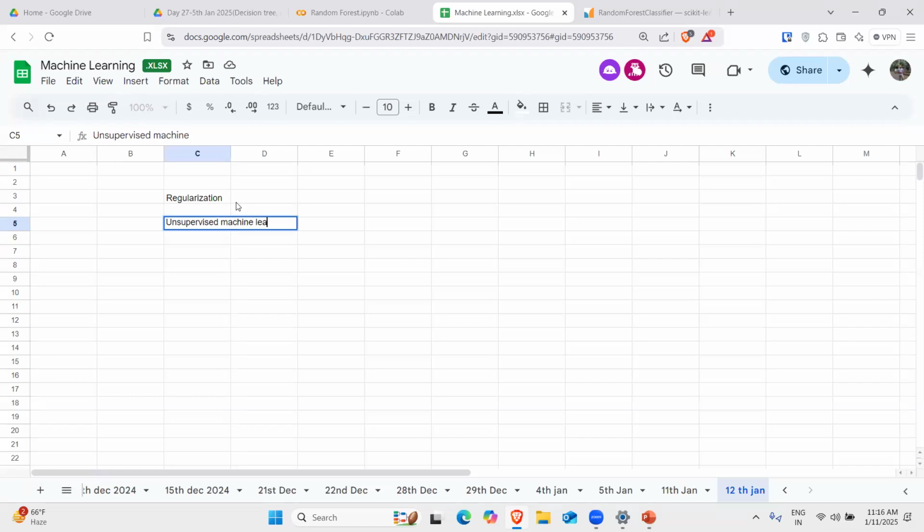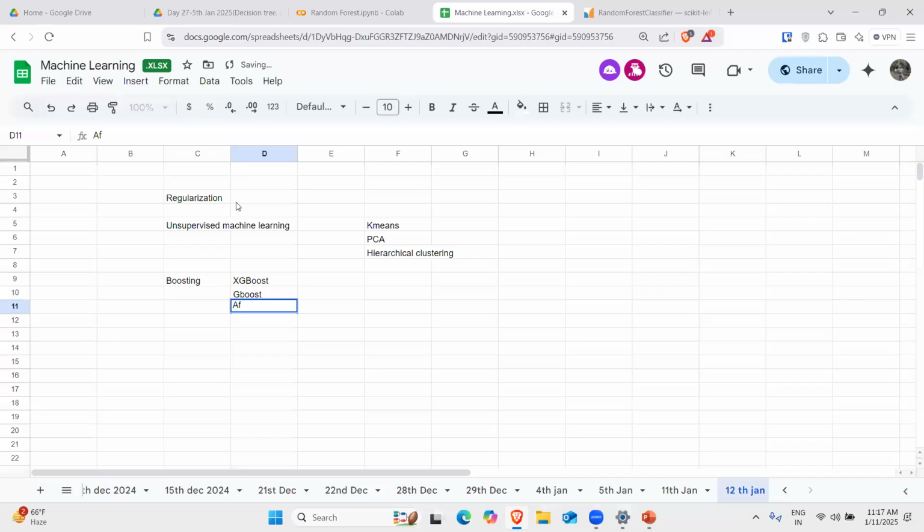So hardly. Okay. Unsupervised machine learning: K-means, PCA, hierarchical clustering. And then last but not the least, we have XGBoost. So boosting is remaining. In boosting we have XGBoost, GBoost, and AdaBoost. We can finish this in 1 to 1.5 hours.